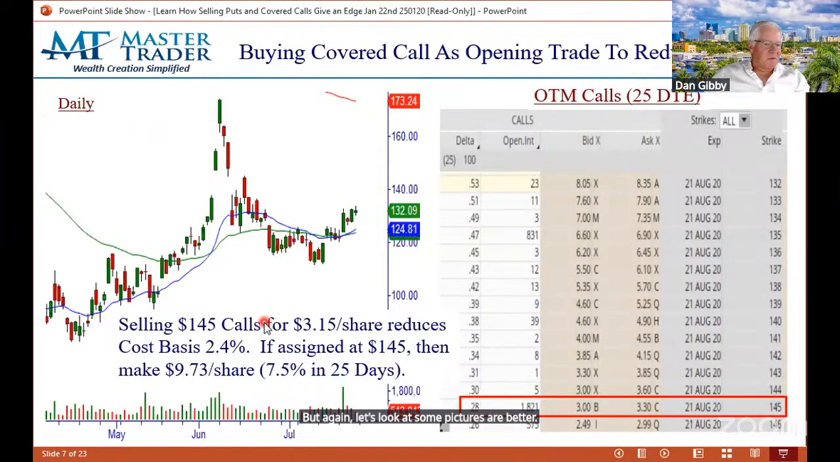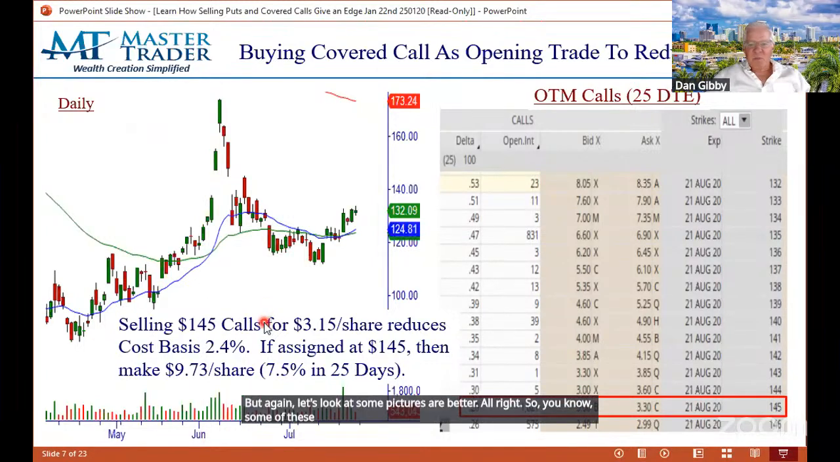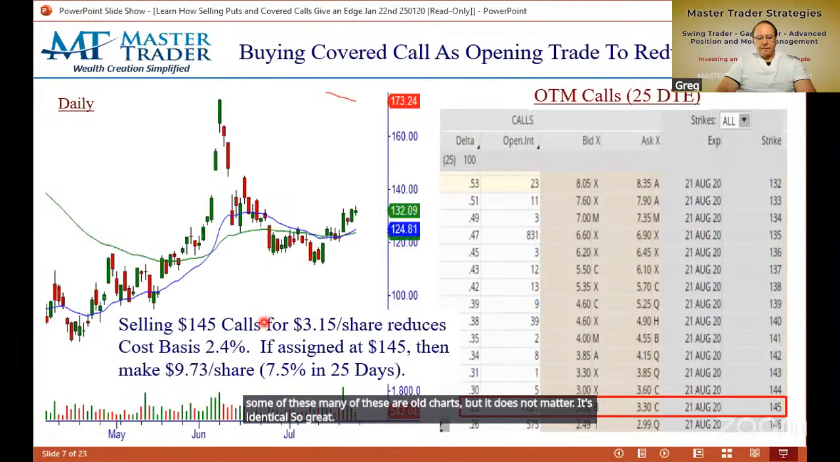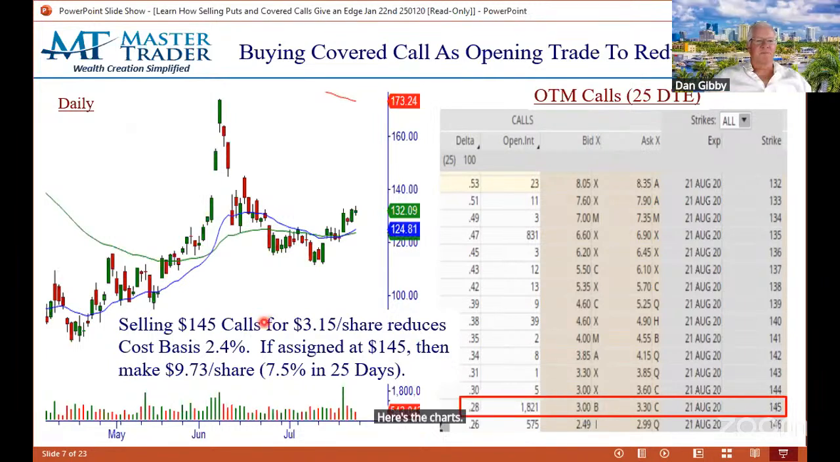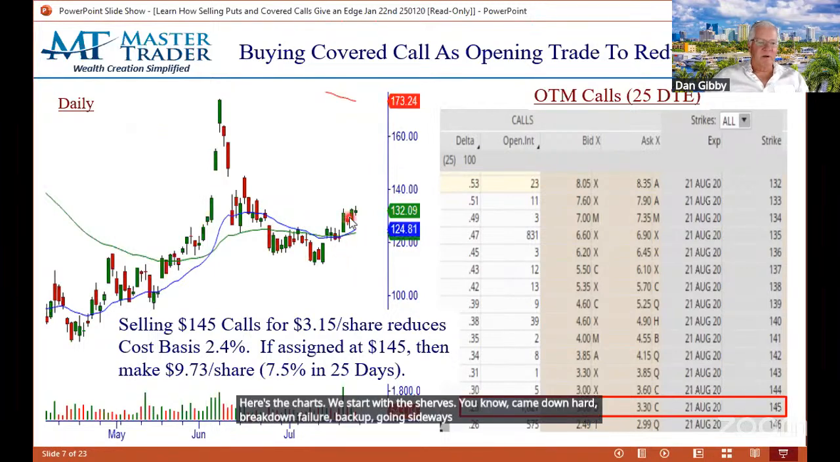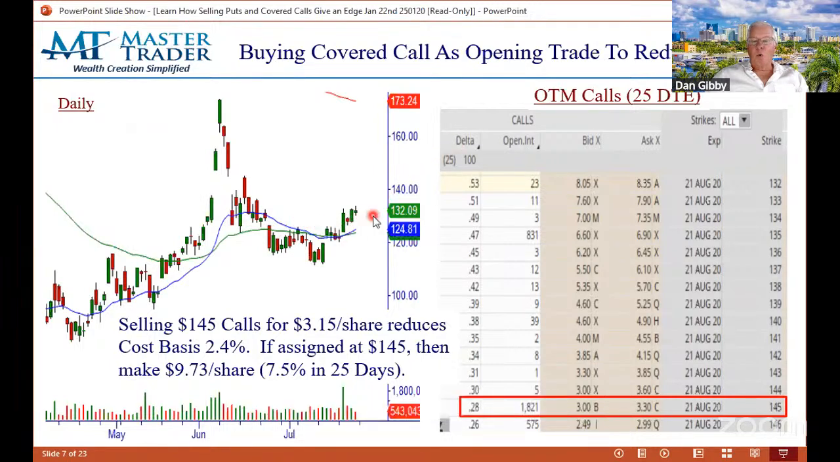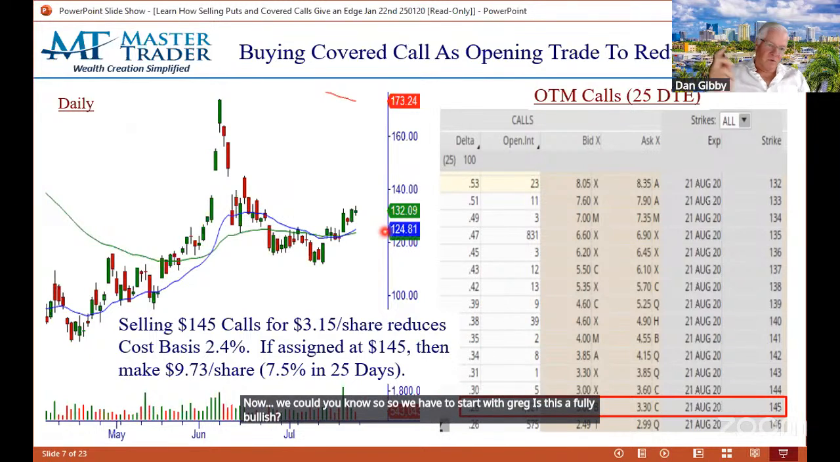All right, so many of these are old charts, but it does not matter. It's identical. So, Greg. Yes, sir. Here's a chart. We start with the charts. Came down hard, breakdown failure, back up, going sideways, wide range breakout. Now we have to start with, Greg, is this a fully bullish setup or a mildly bullish one?